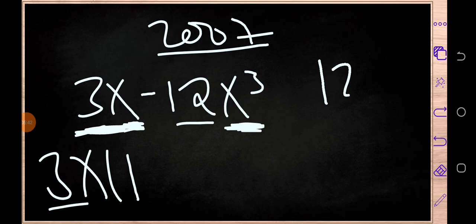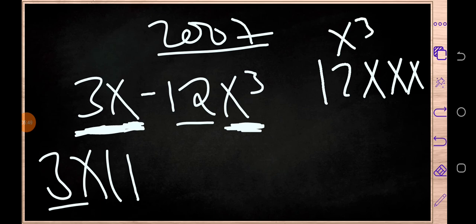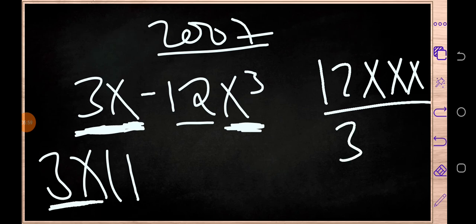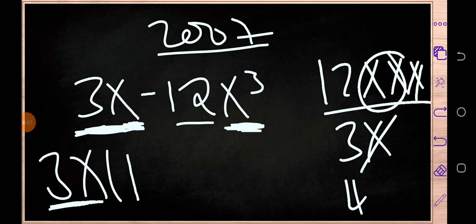Here we have 12, then we have 3x, which is written as this. Then divide by this same 3x. So 12 divided by 3, the answer is 4. Then if you cancel this one with this one, you are remaining with x squared.